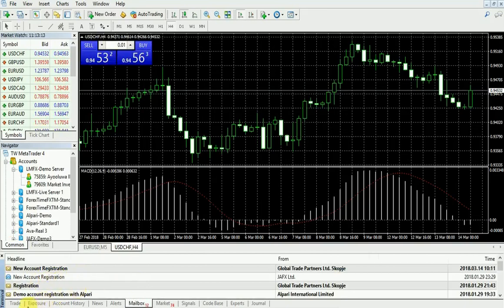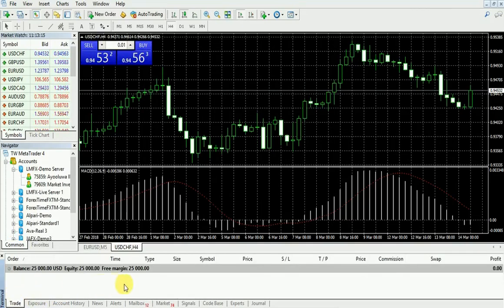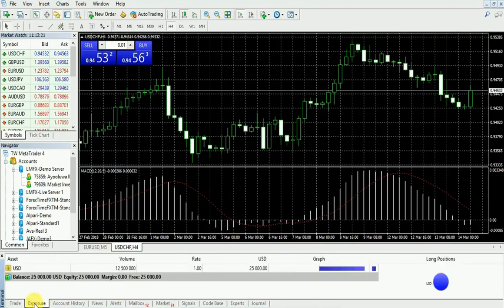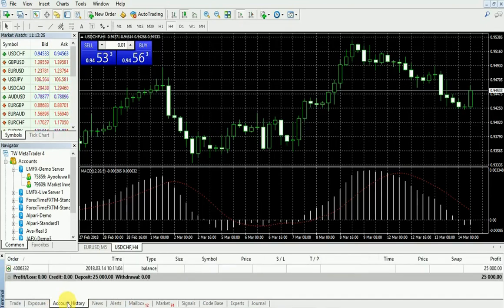So you come here to check your trades. No trade has been made so far. Exposure, no current trade. This is your account history. Here you have a deposit of 25,000. No withdrawal has been made yet. So you get news and different kinds of alerts here.